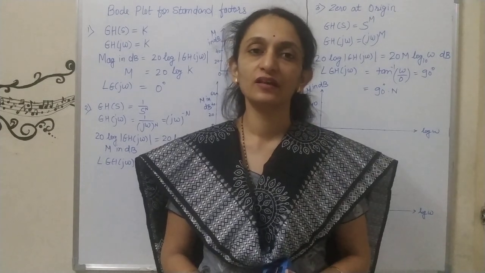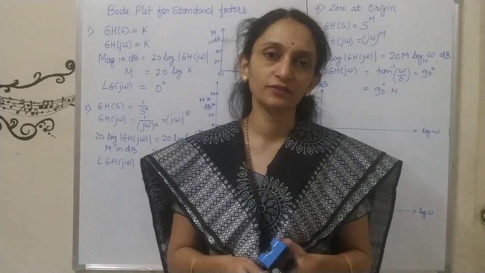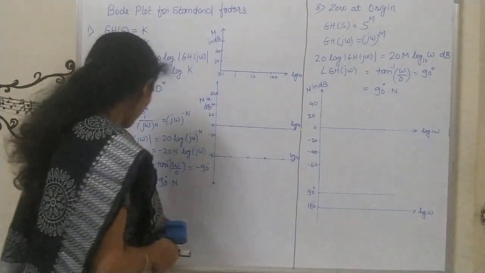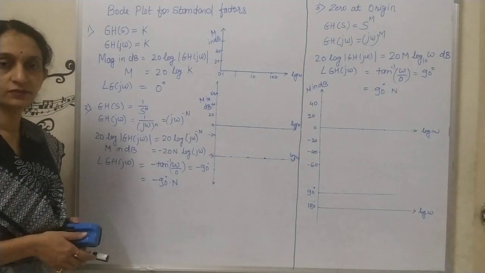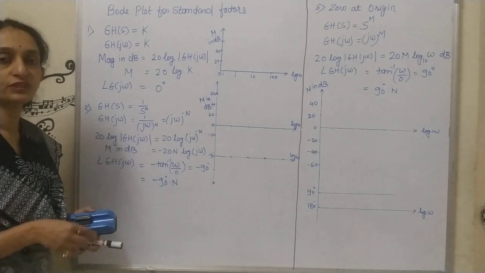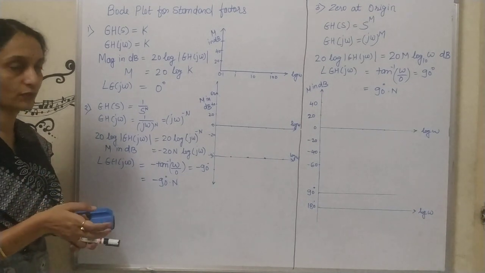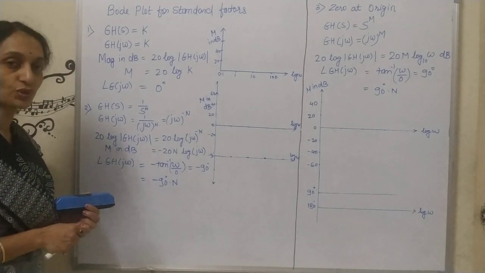Hello students, in this lecture we will see how to draw the Bode plot, that is a magnitude and a phase plot, for a particular factor given in the transfer function. In the last lecture I showed you the standard form of the transfer function. From that, you need to arrange the transfer function in standard form, that is 1 plus j omega form. Then next, you need to substitute s equal to j omega there.